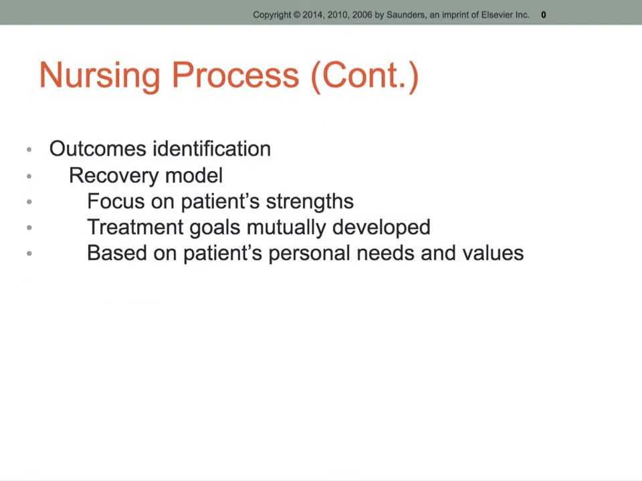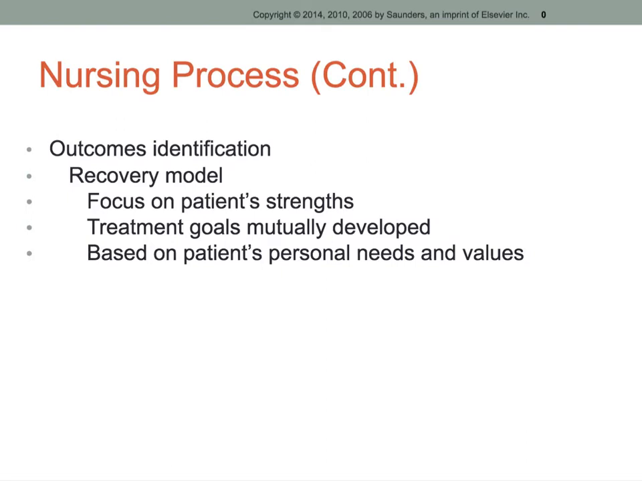When we want to look at outcomes, you want to think about a model of recovery. So what we want to do is help them to focus on their strengths, not what they haven't accomplished or what has gotten them down or anything negative, but what are their strengths? What is it about them?